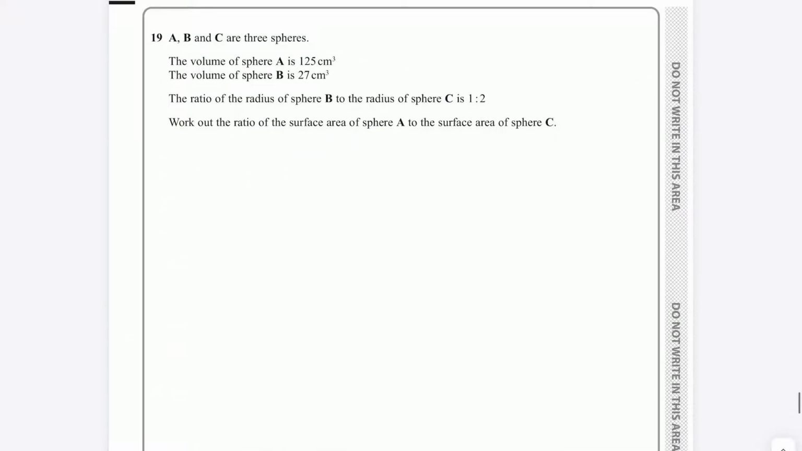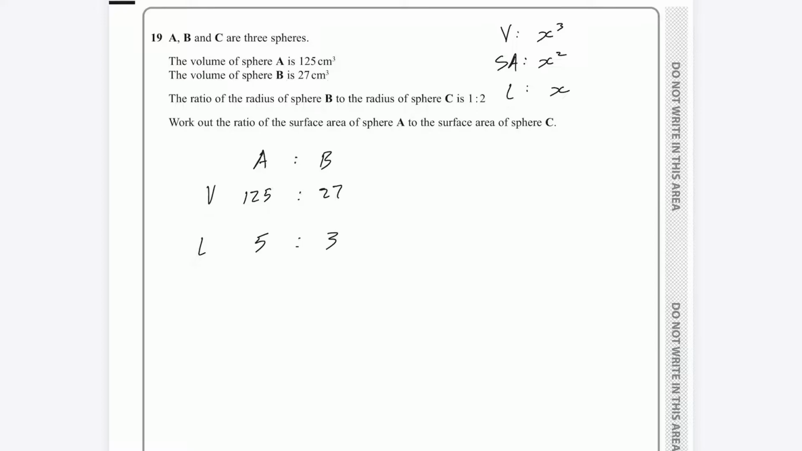A, B, C are spheres, so the volume of A is the volume of B. So what you want to remember with this question is if you represent volume as x, it would be x cubed. The surface area would be x squared, and just a length or a radius would be x. Okay, you want to bear that in mind. So for A and B, we have the volume as 125 to 27. If we cube root these, we'll get the length, or we can call it the radius even. If you cube root 125, you get 5. If you cube root 27, you get 3.